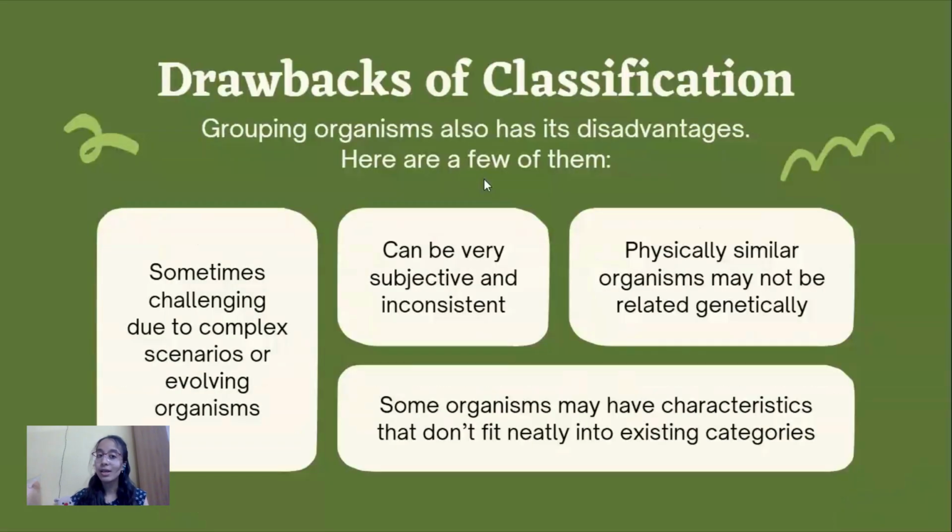Now, there are some drawbacks of classification. Grouping organisms also has its disadvantages. It can be challenging due to complex scenarios of evolving organisms, can be very subjective and inconsistent, physically similar organisms may not be related genetically, and some organisms may have characteristics that don't fit neatly into the existing categories.